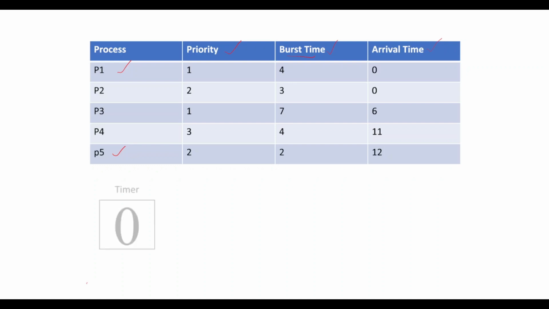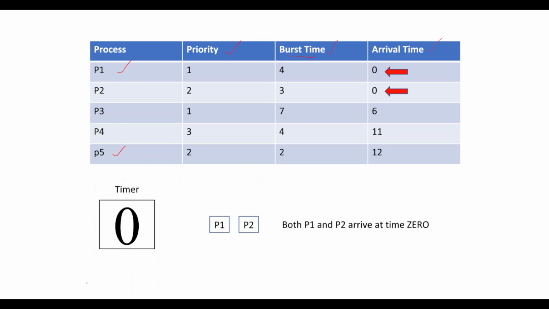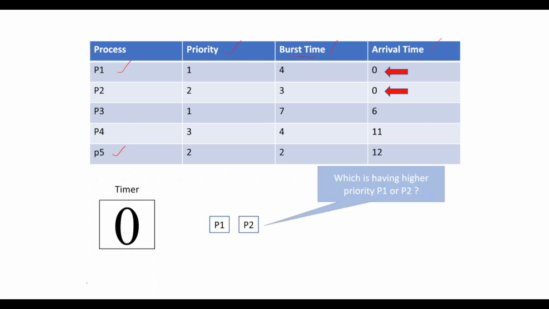Consider we have started at time interval 0. At arrival time 0, you can see here we have two processes, P1 and P2. In the Gantt chart, which one has to start? P1 and P2 both have arrived at the same time, so we need to consider the priority. Of P1 and P2, which one has the highest priority? P1 has priority 1 and P2 has priority 2.